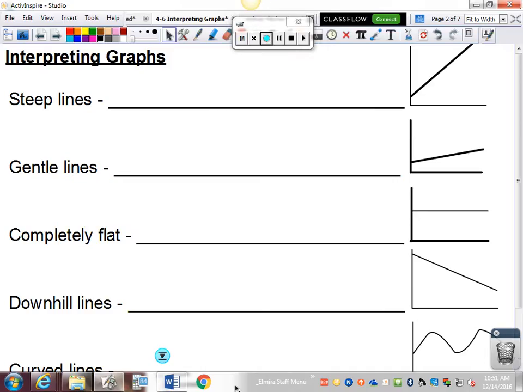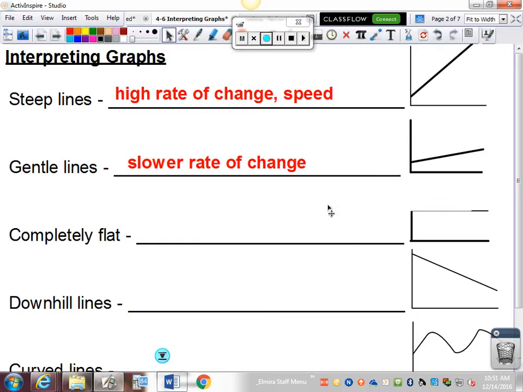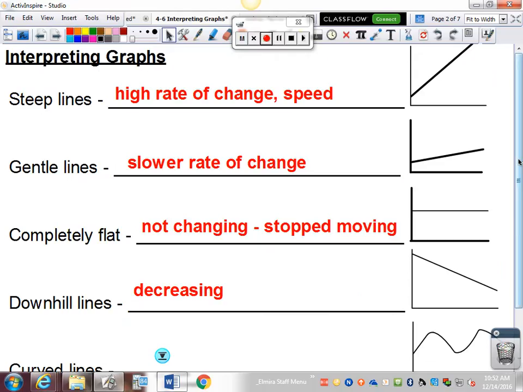Steep lines indicate a high rate of change or a high speed. Gentler lines would indicate a slower rate of change. If it is a completely flat line, that would indicate that you're not moving anymore. Things are not changing. You're staying in one place. And a downhill line does not mean you're going down. It means that you're moving in a direction toward home.